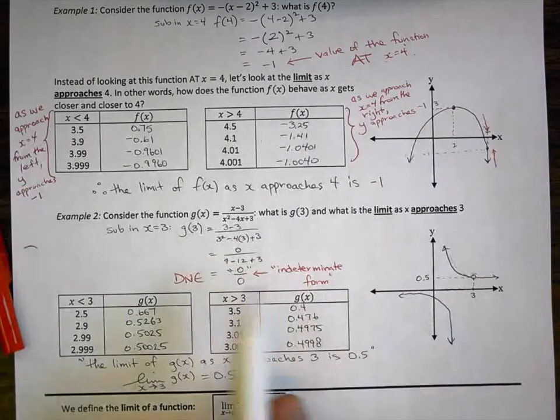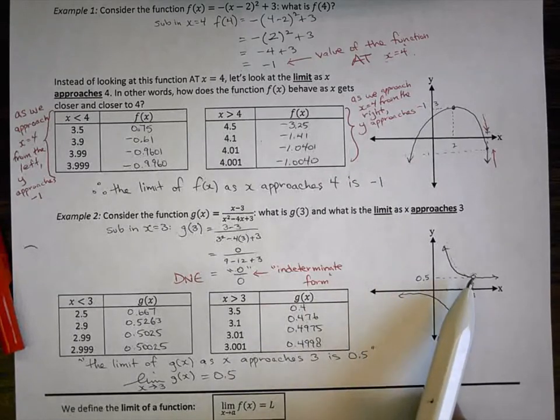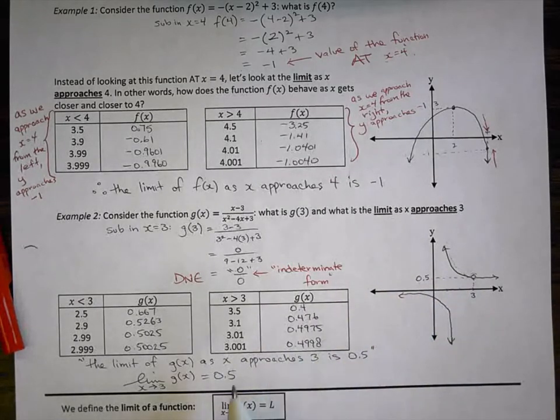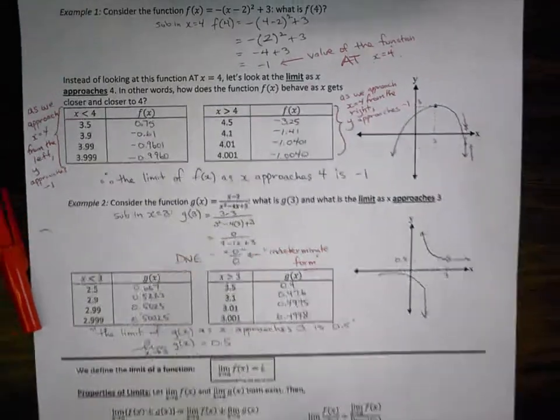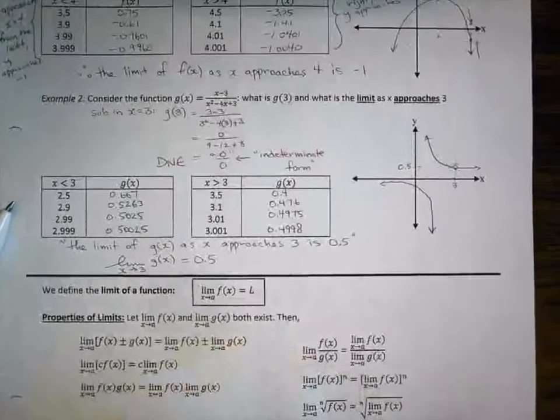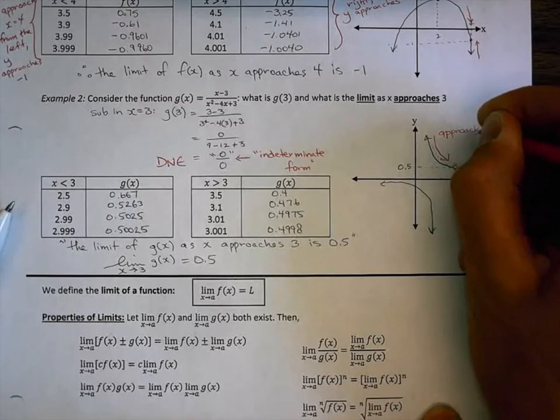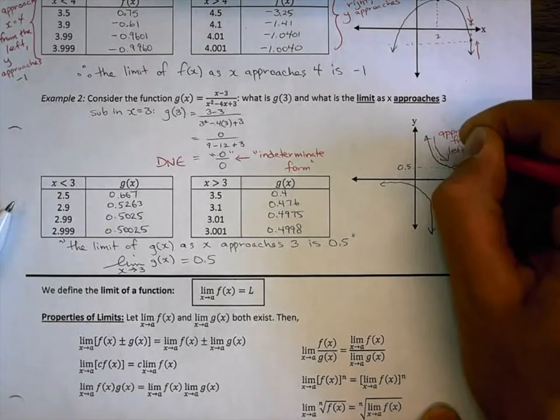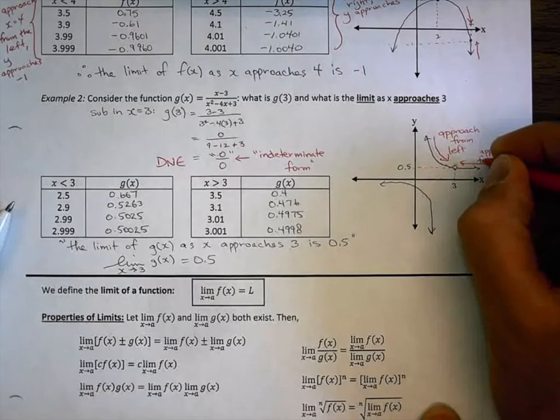So notice the difference between the two of these. In this graph, there is no y value at x equals 3, but there's still a limit at x equals 3. The limit is 0.5. So that's our introduction to the limit. Now let's start manipulating it. Sorry, I just made a little note about approaching from the left, and approaching from the right. That's fundamental to our analysis of the limit. We look at both directions.